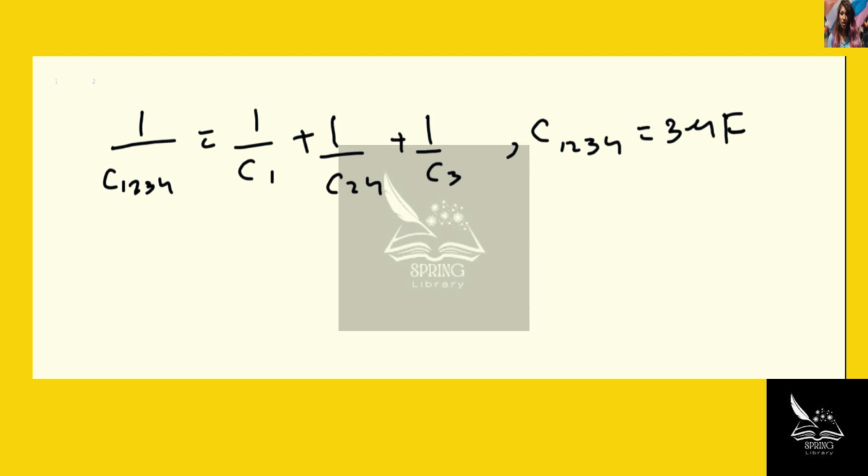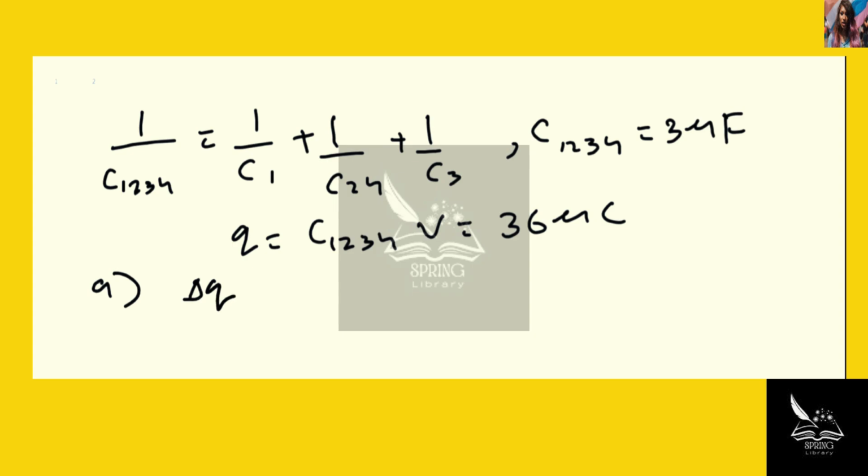Therefore, the final charge is equal to Q is equal to C1234 times V, which is equal to 36 microcoulomb. For part A, this represents a change relative to the initial charge of delta Q is equal to 7.20 microcoulomb.